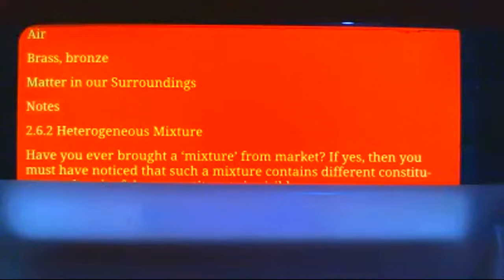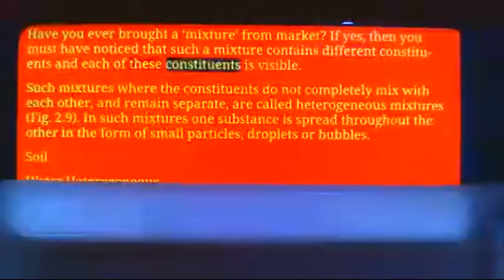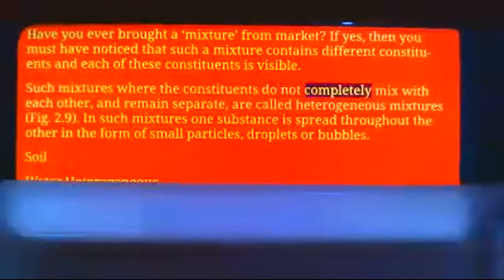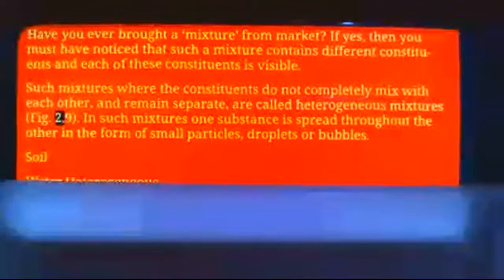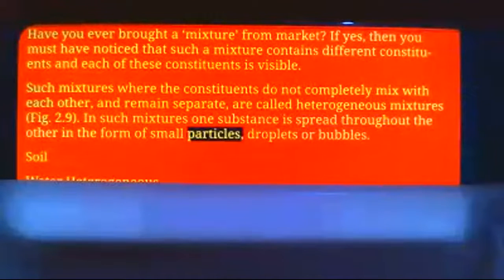Notes. 2.6.2 Heterogeneous mixture. Have you ever brought a mixture from the market? If yes, then you must have noticed that such a mixture contains different constituents and each of these constituents is visible. Such mixtures where the constituents do not completely mix with each other and remain separate are called heterogeneous mixtures.